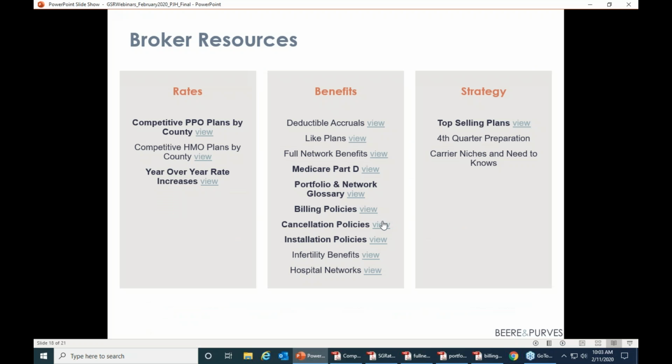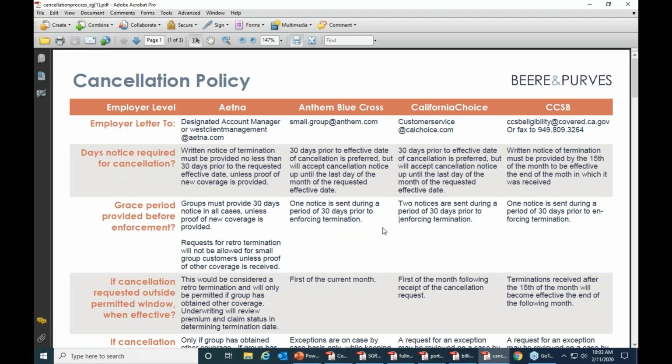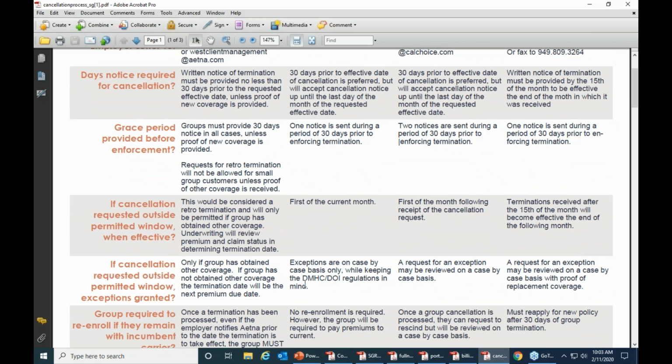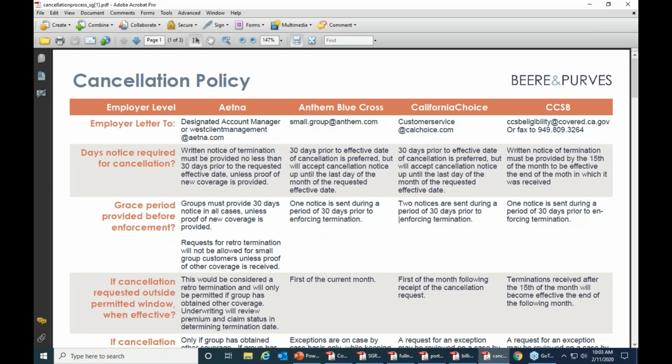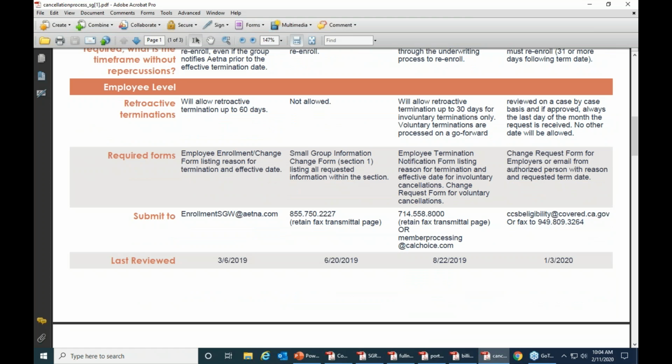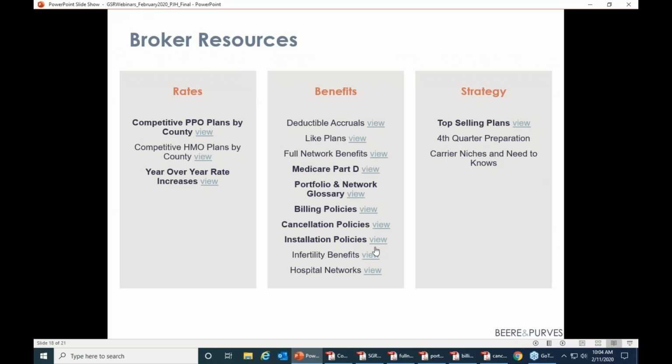Now let's talk about cancellation. We're going to cancel the policy. What do we do? This is really helpful because all the questions regarding cancellation are listed right here, and the rules for each of the carriers are listed across the top. If we're going to cancel, where do we send the employer letter? Oh, you just send it to that email address there, and it's a written cancellation, and you are all set. So this is also a great tool at the employee level and at the employer level, for how to go ahead and put that into place.